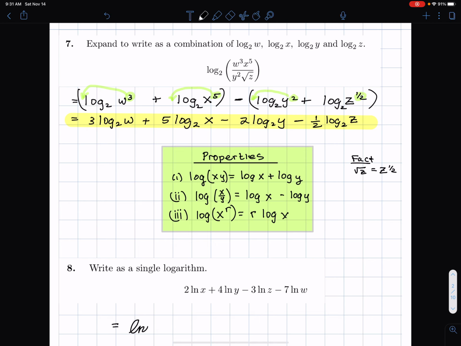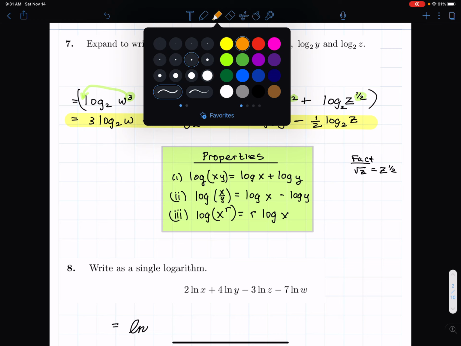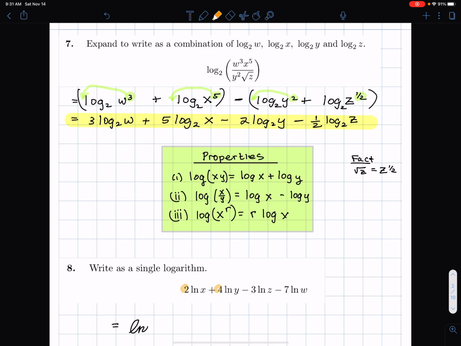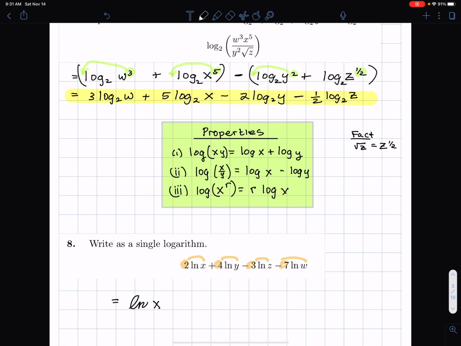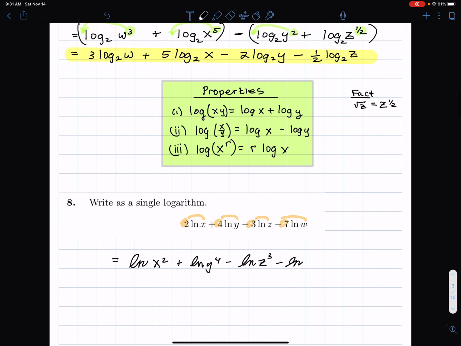I'm taking these coefficients that are sitting in front, the 2, the 4, the negative 3, and the 7. Let me show you what I'm going to write. I'm going to have ln x squared plus ln y to the fourth. I'm going to leave the minus down there. I was sort of implying that I'd bring the negative up, but I'm going to leave the minus. It's a little bit low on the page, so I'm writing a little funny here. Let me move it up.